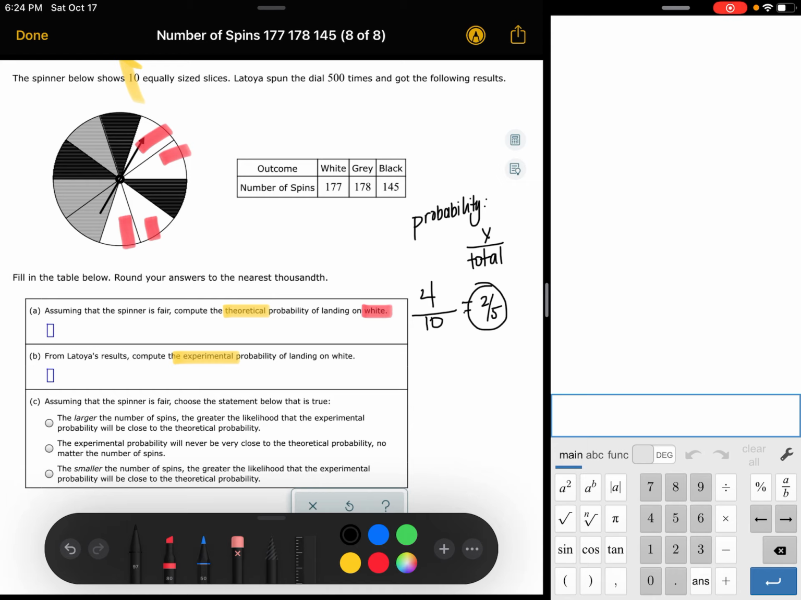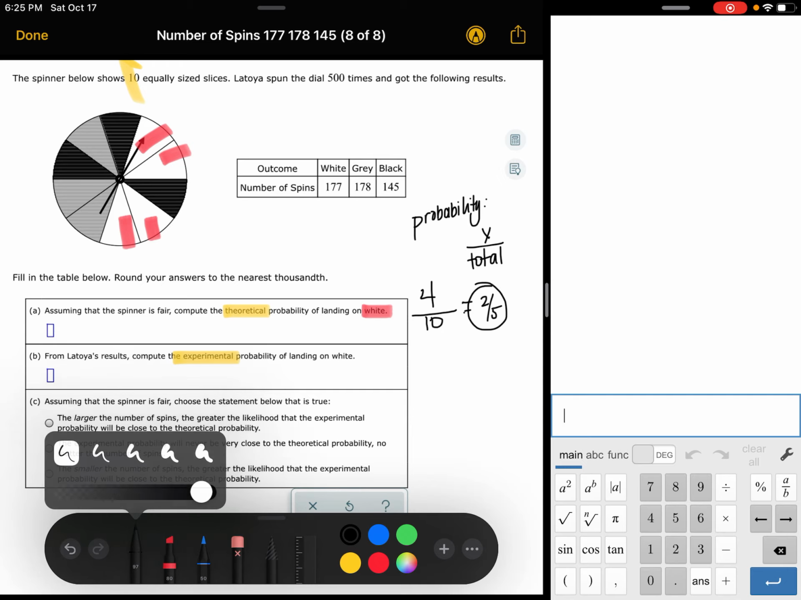And that says from Latoya's result, compute the experimental probability of landing on white. So I look at the beginning of the question. It says Latoya spun the dial 500 times and got the following results. So from this, you have to look again at the definition of probability. What you're looking for is the specific event of landing on white out of the whole total.